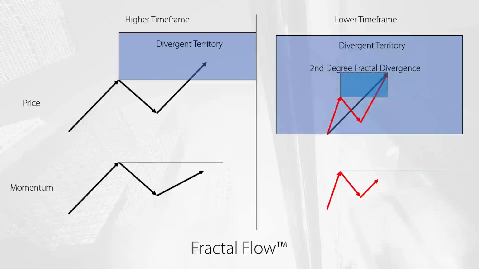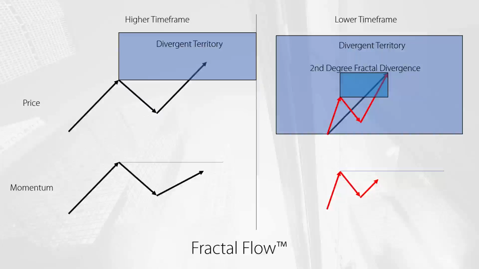happening in real time. Once we identify that, we draw a rectangle to point out the divergent price territory for the lower timeframes. After that, we jump down to the next lower timeframe and wait for another simple reversal divergence to occur inside the divergent price territory outlined in the higher timeframe. That's the basic framework of a fractal reversal divergence.